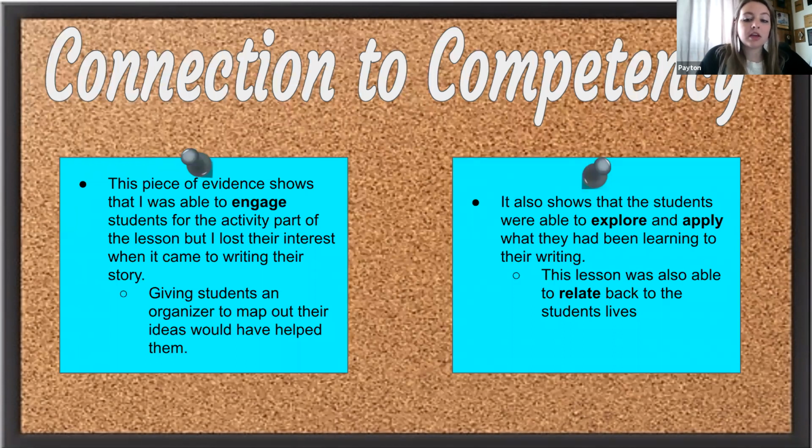If I could do this lesson over again, I would do the same activity but guide them more when it came to the writing. I would give students the opportunity to have an organizer to organize their thoughts before they went into their writing, so they might not have lost interest as much.